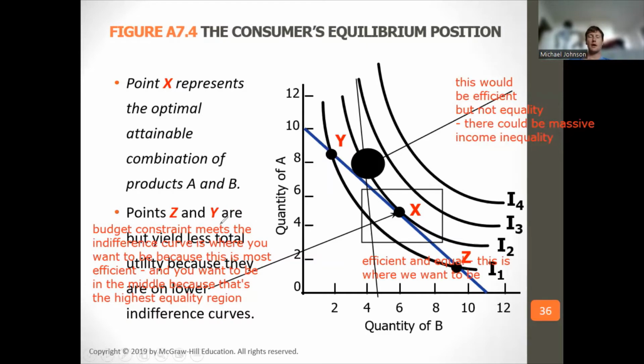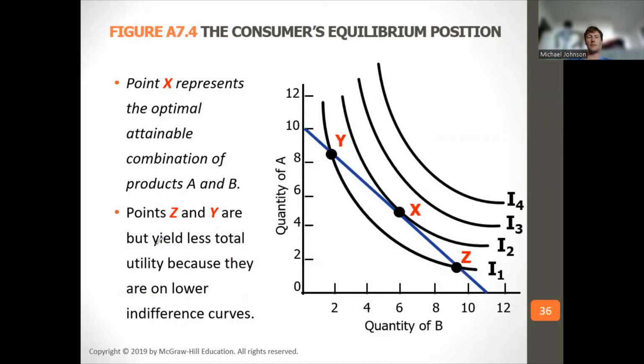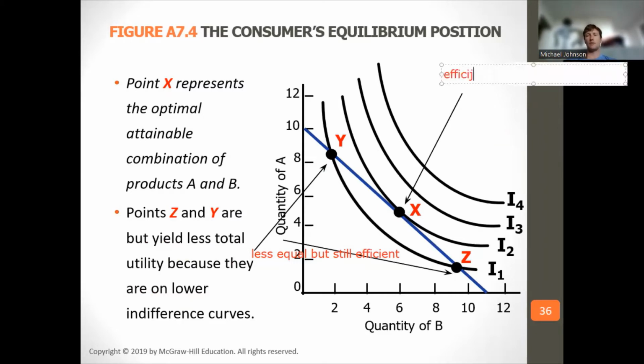So yeah, here points Z and Y yield less total utility because they're on lower indifference curves. So these are less equal. Y and Z are in less equal areas, but still efficient. Anything along this line is efficient, but there are some places that are more equal than others. So this X is efficient and equal.